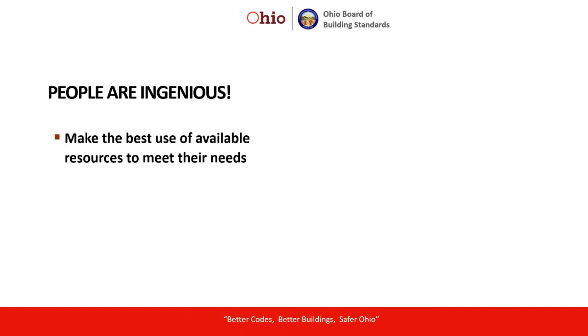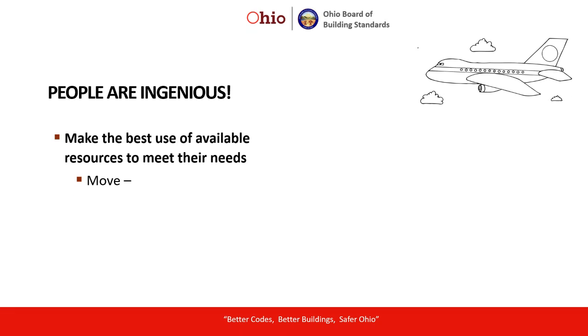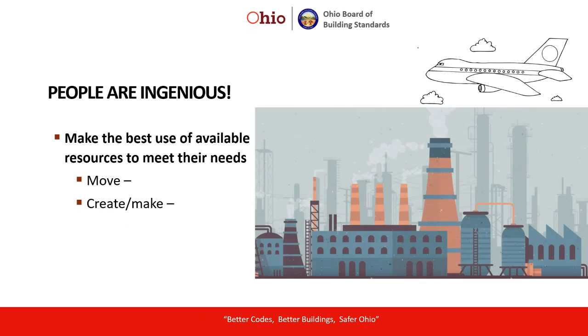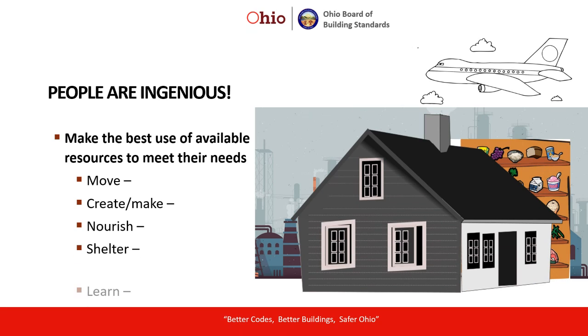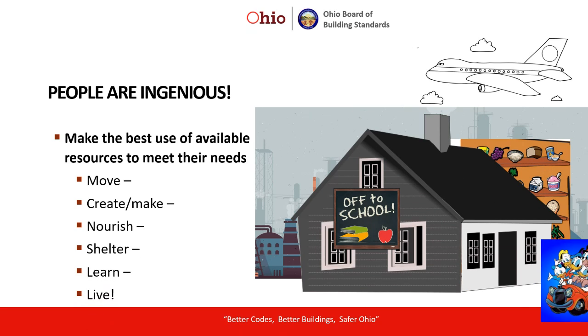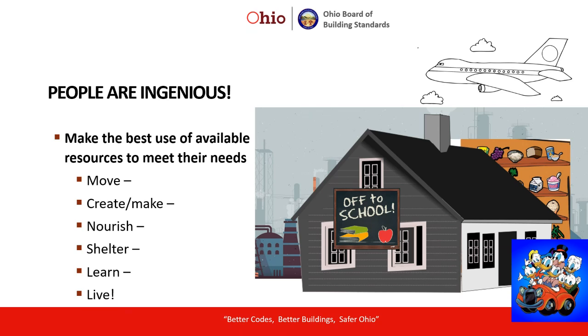So to start with, a lot of times this comes out of the fact that people are just generally ingenious. They want to make the best use of their available resources to meet their needs. They have requirements to move around. They have requirements to make and create things. They have nourishment requirements. They need to find shelter. They want to learn things. And generally, they just want to live. They want to be happy people moving through life and do things. So they're trying to find ways to work out things in their lives, including making investments and making a living and putting a roof over their head.